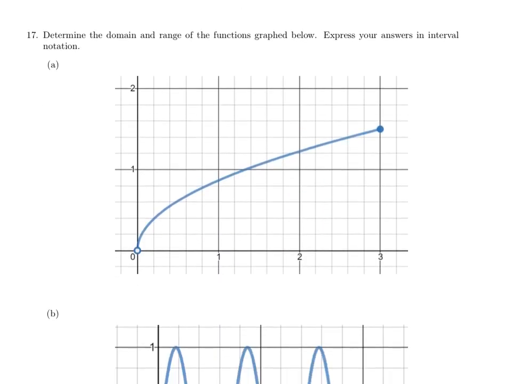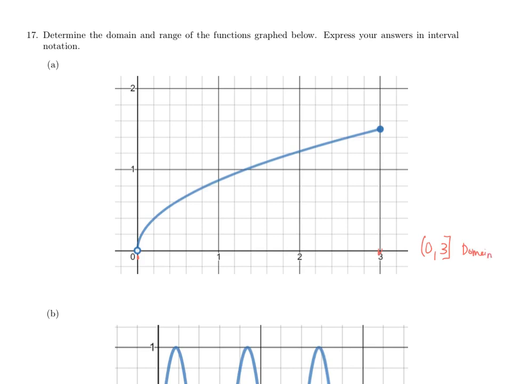Number 17, determine the domain and range of the functions graphed below. Express your answers in interval notation. So remember, the domain is left to right and the range is bottom to top. So the domain, the farthest left it goes is 0 and the farthest right it goes is 3. So your domain is 0 to 3. Now look at the dots. The dot on the left is open, so an open circle means parentheses. The dot on the right at the 3 is closed, so that means a bracket. So there's your domain.